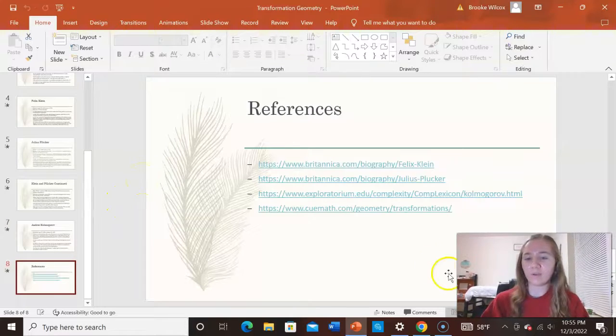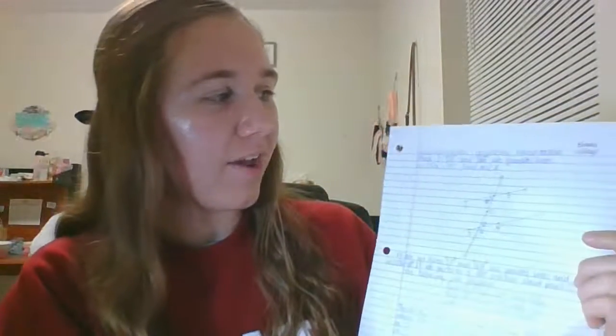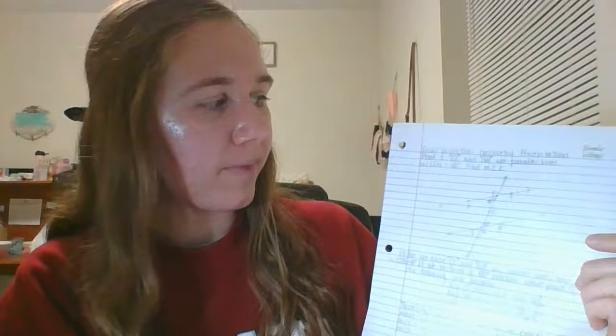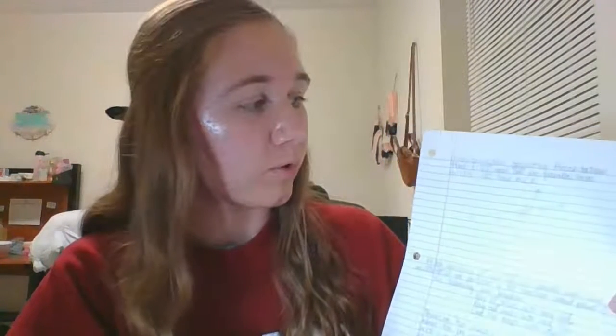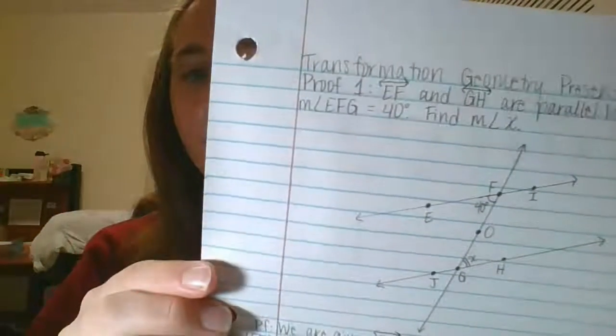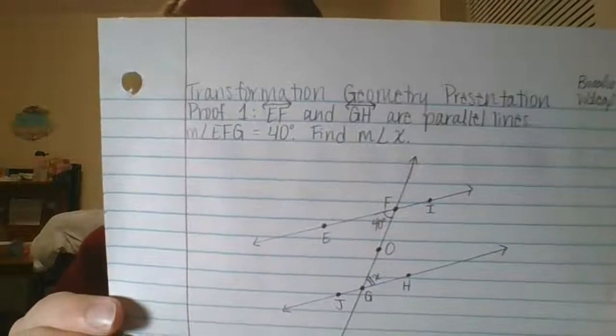So the next thing I'm going to talk about are a couple of proofs that I have here. So the first proof that I have is about rotations, and I'm going to read it to you. Let's see. I think I can make this work. So EF and GH are parallel lines, and the measure of angle EFG is 40 degrees, and we're supposed to find the measure of angle X. So here's what our image looks like. See if we can straighten this up. Here we go. Here's our image.